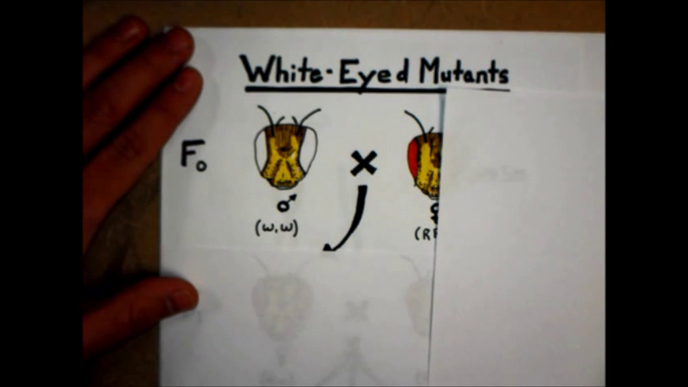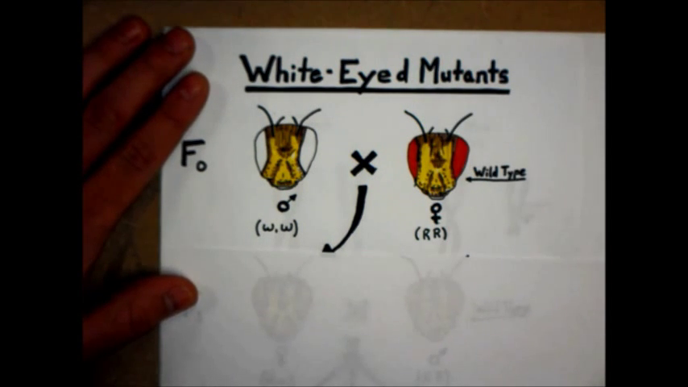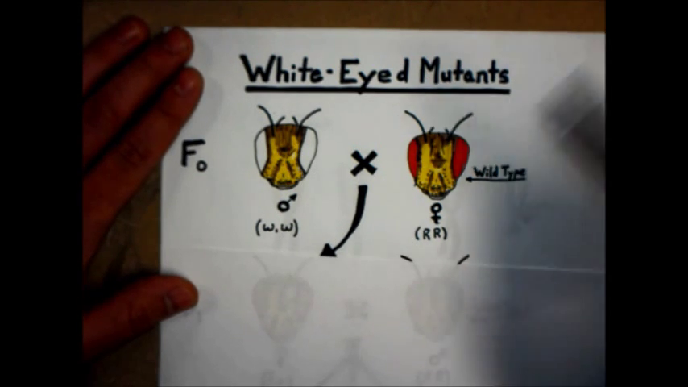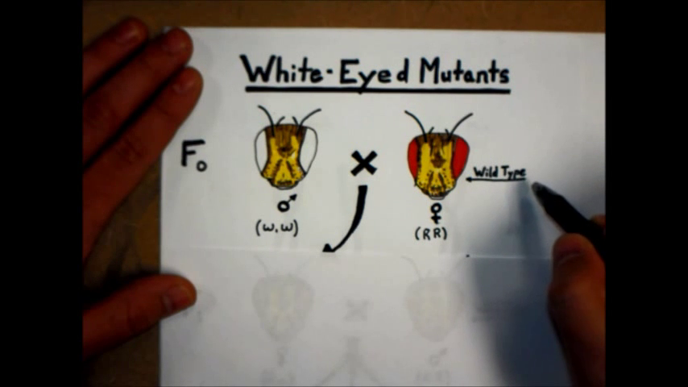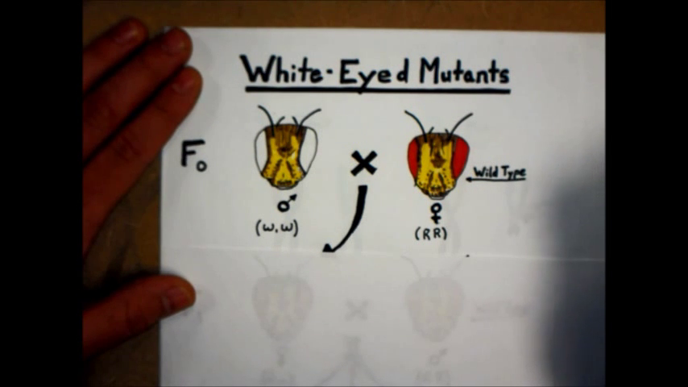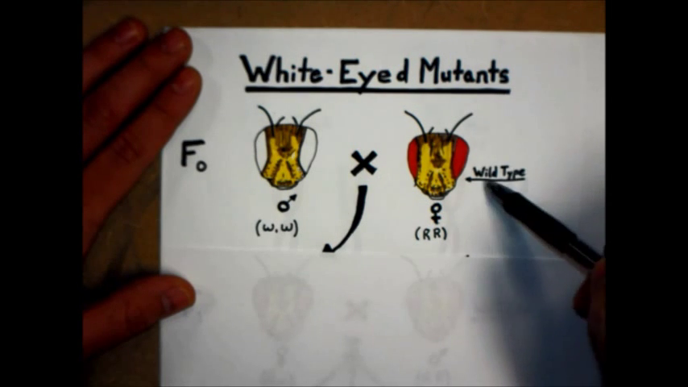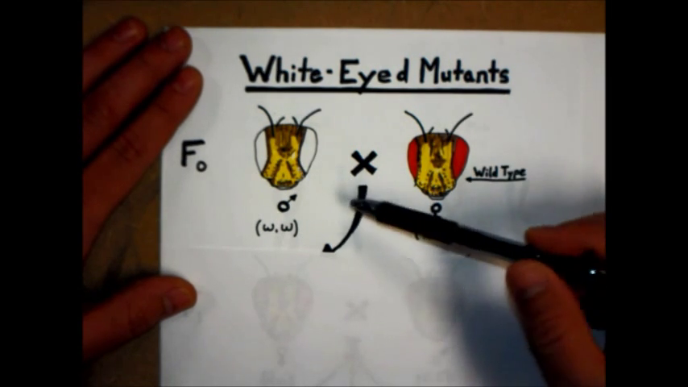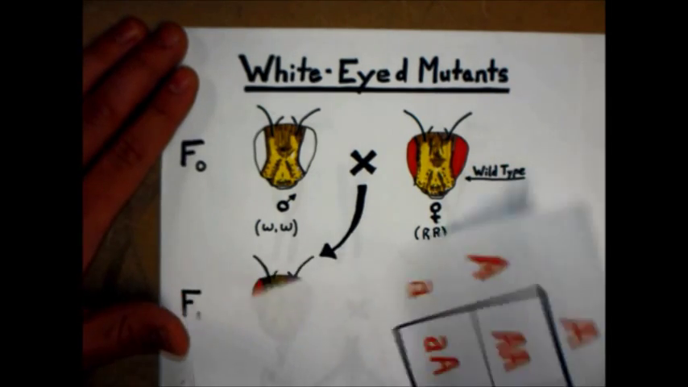This white-eyed fly was a male, and so what he did, aside from babying it, making sure it stayed alive, he bred it with a totally normal female. And this is our new term, what we call the wild type. Wild type just means that it's the type of fly that you would expect to find in the wild. No mutation.